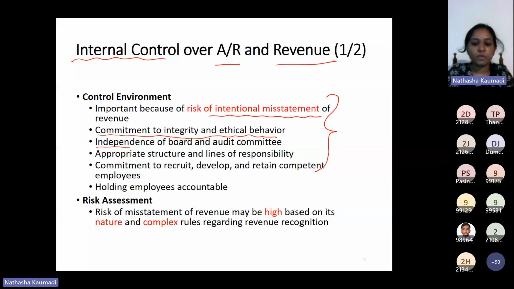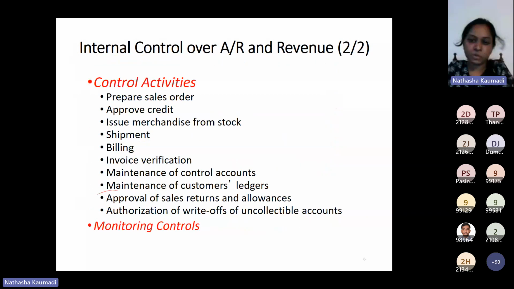Risk of misstatements of revenue may be high based on its nature and complex rules regarding revenue recognition. You are assessing the risk. When you are assessing the risk, when it comes to revenue, risk will be high. We discussed that, right? Due to 3 reasons, risk for revenue and accounts receivable is high. And then control activities. So these are the so-called internal controls.